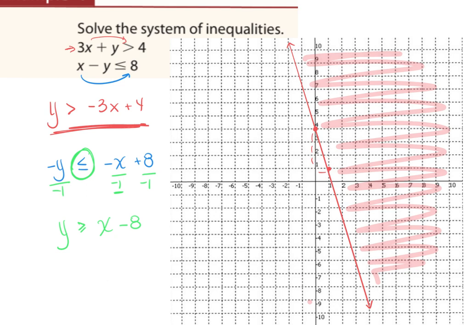Then I'm going to graph a second line. I'm going to graph this one right here. And so I'm going to go to negative 8, which is right here. And I am going to go up 1 over 1. And you can walk it if you want, but it's not as important as when you're looking for a specific point.